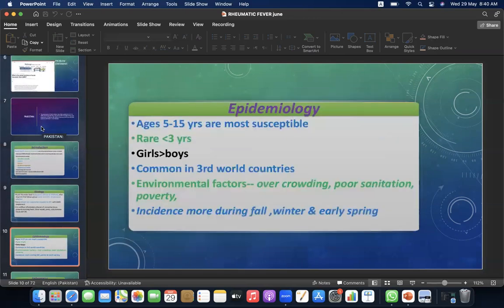Epidemiology. Age 5 to 15 years are most susceptible. It is rarely present in less than 3 years of age. More in girls as compared to boys. Common in third world countries. Environmental factors involve overcrowding, poor sanitation, poverty. Incidence is more during fall, winter, and early spring.